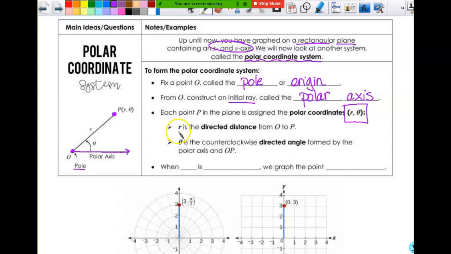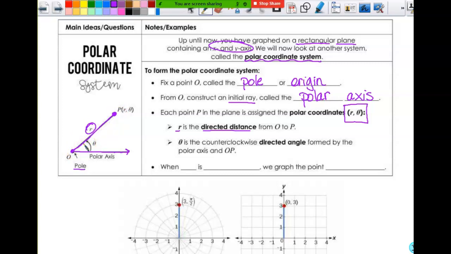So r is the directed distance, should sound familiar if you were in AP Physics, from O to P. So this distance from point O to point P, this right here, this is r. So we're not really plotting a line segment, we're only plotting this point, but this distance right here, that's your r. It's like the radius of the circle that you would draw.